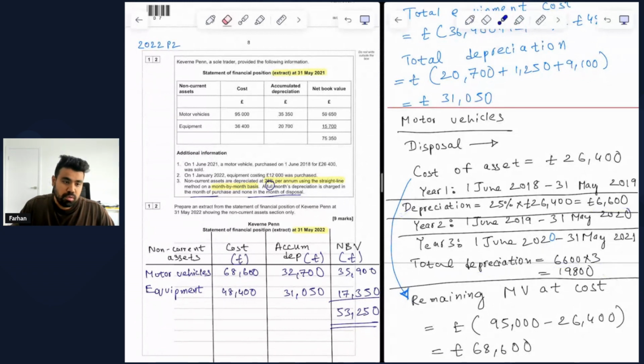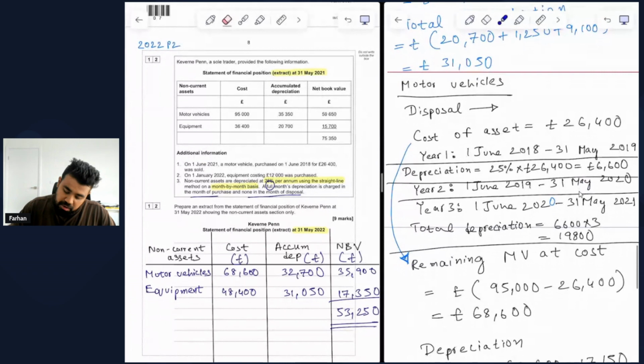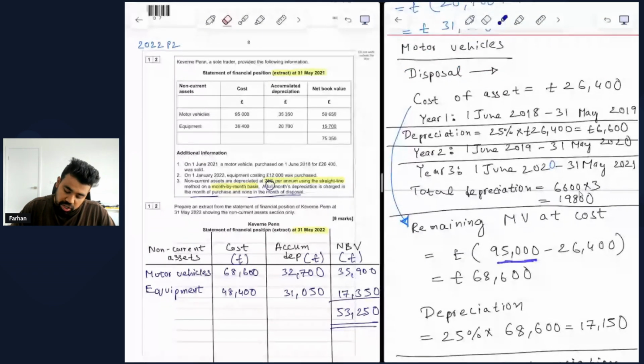Now, what you have to do next is to find the remaining motor vehicles that we have at cost after this motor vehicle has been disposed. To begin with, the statement of financial position that we're given at the very beginning of the question includes motor vehicles at cost of £95,000. From there, we subtract the cost of the motor vehicle that we sold on 1 June 2021, at the beginning of the financial year that we're doing all this math for. And that leaves us motor vehicles at cost of £68,600.